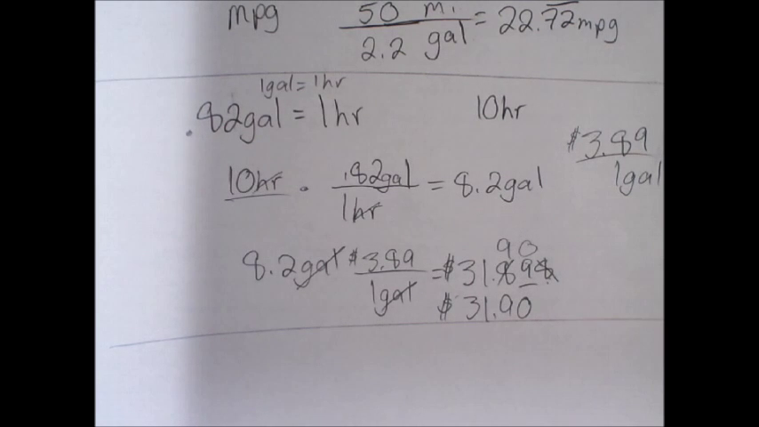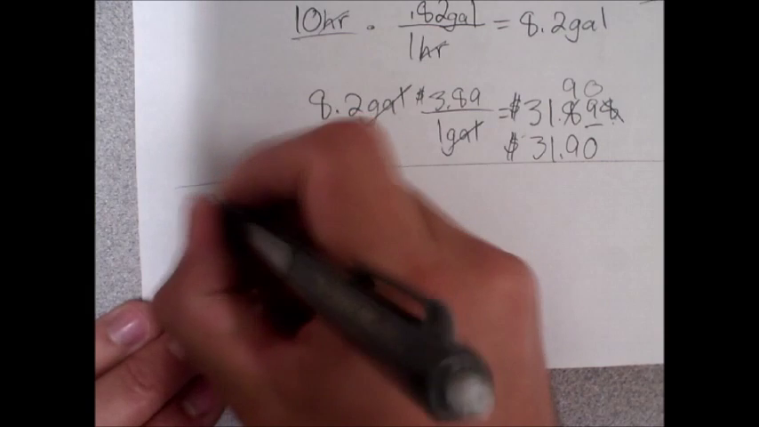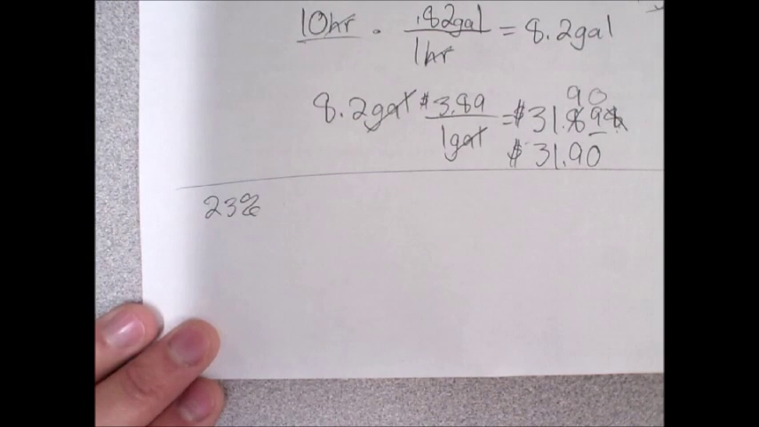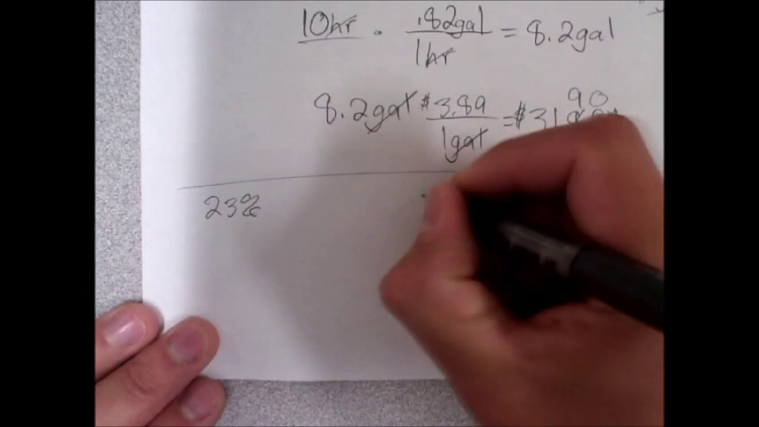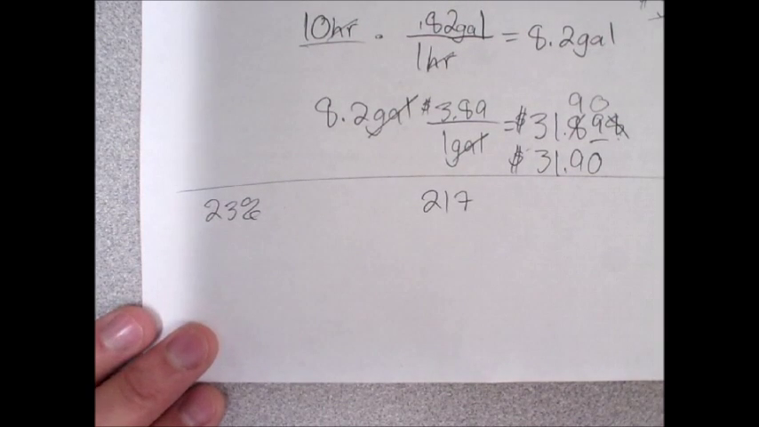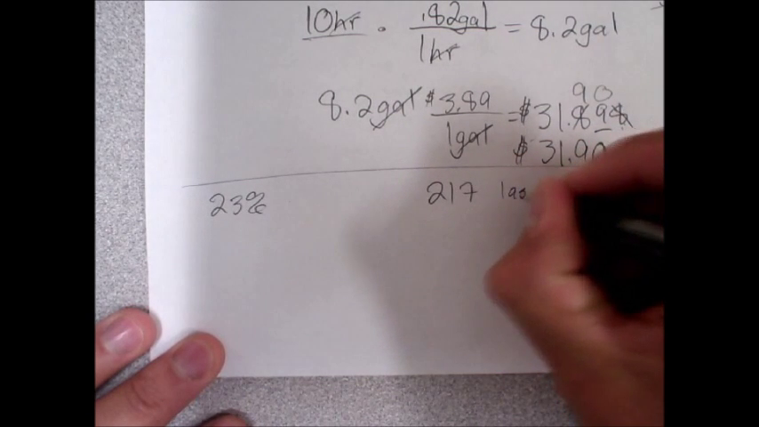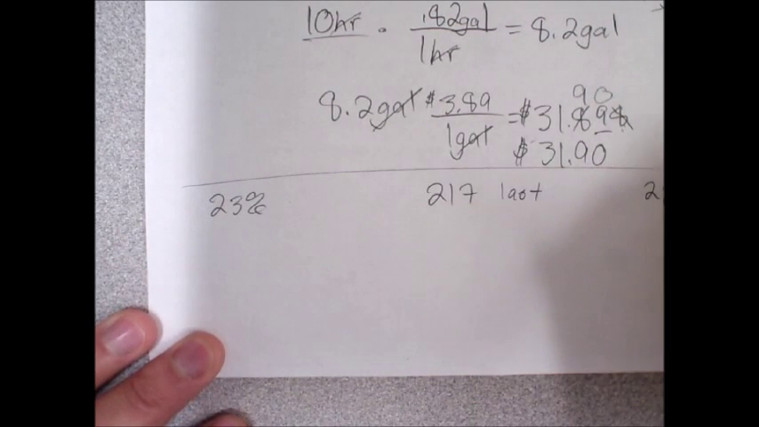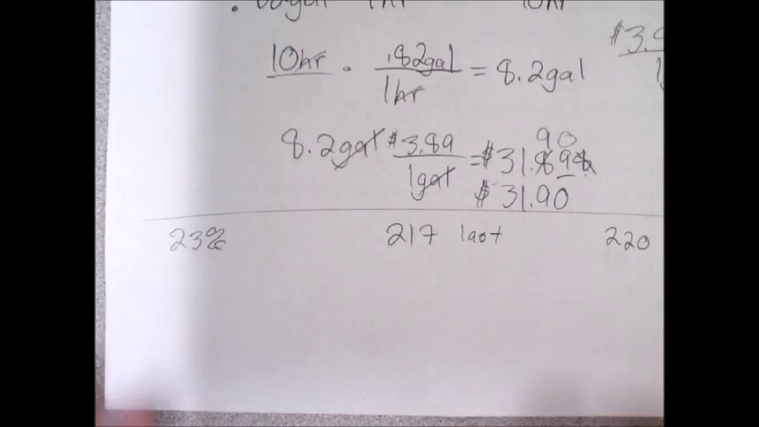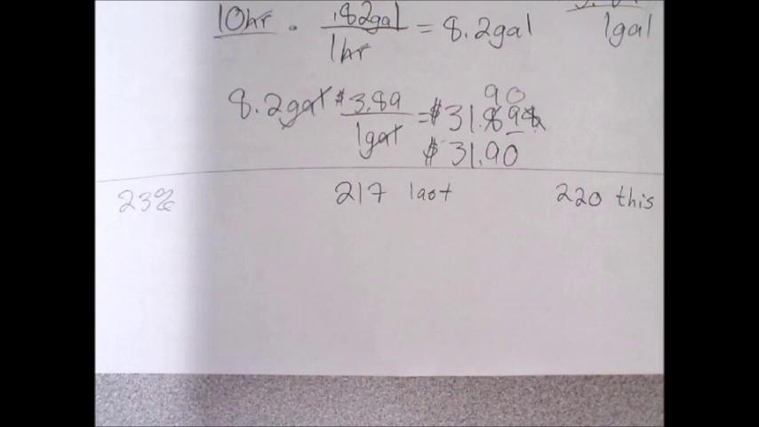It says the hospital's records indicate that on average 23% of babies born are delivered by cesarean section. A total of 217 babies were born last year, and a total of 220 born this year. I'm going to put 217 last and 220 this just as a note for myself. So 23% are born via C-section. This is page 8 in your book, Example B, if you want to write that down.